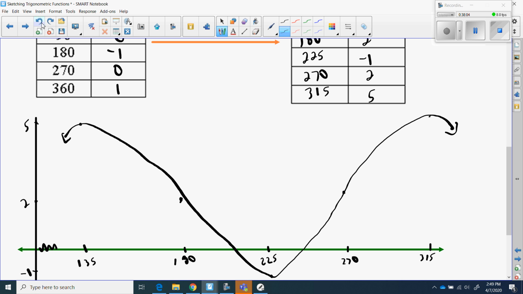Okay, so just go like I did there, slightly past it, turning down, slightly past it, turning down. Again, as smooth as I can do here with this stylus. And that would be our graph. Finished.